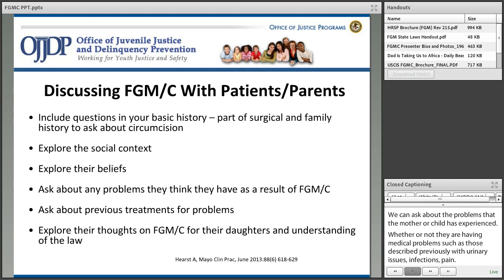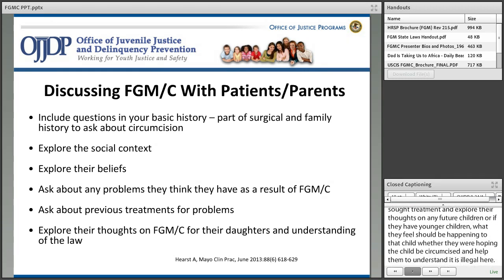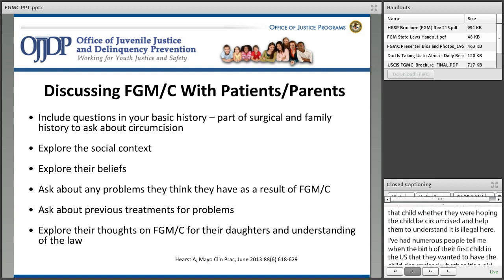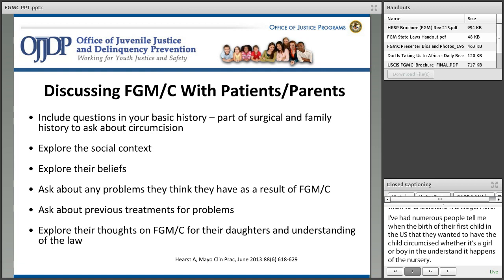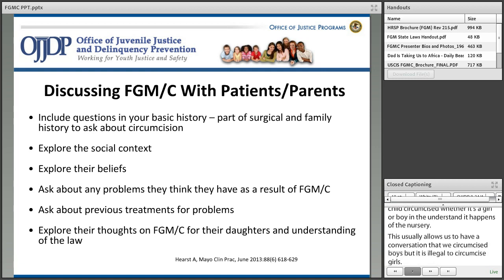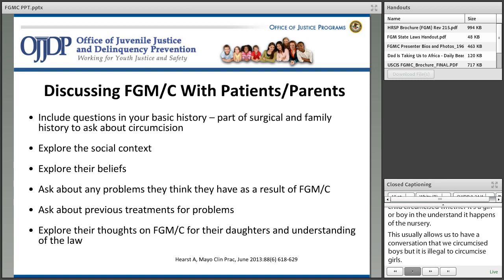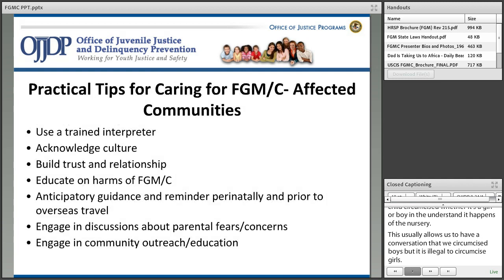I've had numerous people tell me when the birth of their first child in the United States that they want to have that child circumcised, whether it's a girl or a boy, and they understand that it happens in the nursery. And this usually allows us to have a conversation about the fact that we circumcise boys in the nursery, but it's illegal to circumcise girls in the nursery. And then usually we can talk about the few benefits there are to male circumcision and the fact that they're only perceived in our culture harms, and medically that there are only harms to being circumcised as a female.